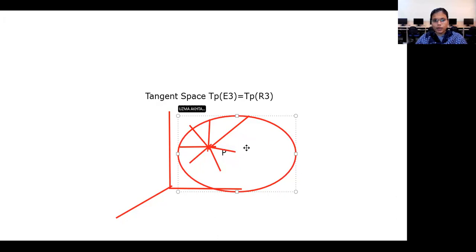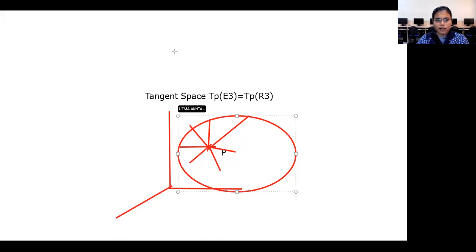Then what is T_P of E3? If we have any point P in E3 space, then the collection of all those tangent vectors which have point of application P is called a tangent space T_P of E3. Okay, this is called a tangent space T_P of E3. And in this way we can find many tangent vectors for any point P.